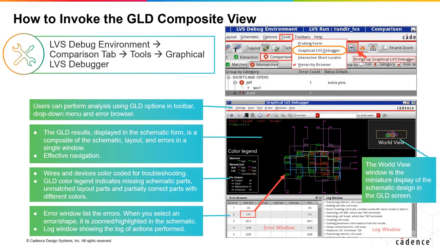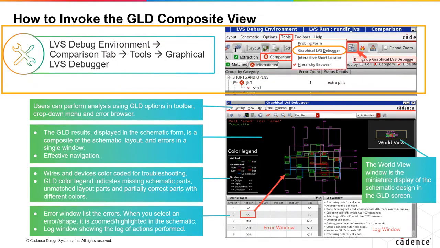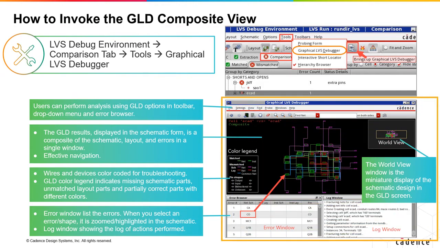How to invoke the Graphical LVS Debugger Composite View. The Graphical LVS Debugger, GLD, can be run from all platforms. Run the LVS first, and load the results onto LVS Debug Environment Form. Select the Comparison tab, and from the Tools menu, select the Graphical LVS Debugger option or click the Graphical LVS Debugger toolbar icon. The Graphical LVS Debugger form is displayed.